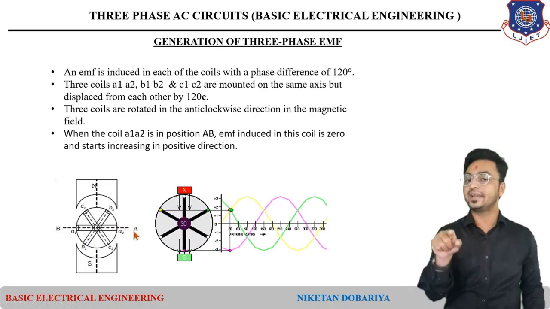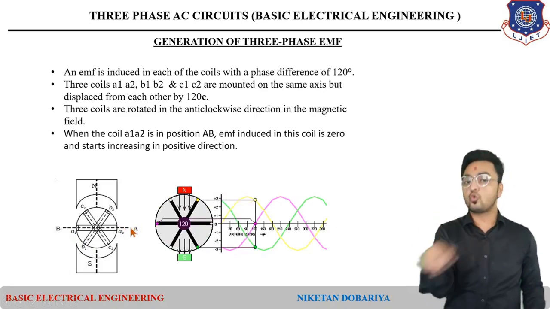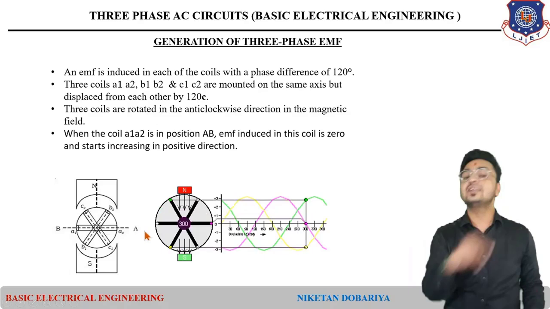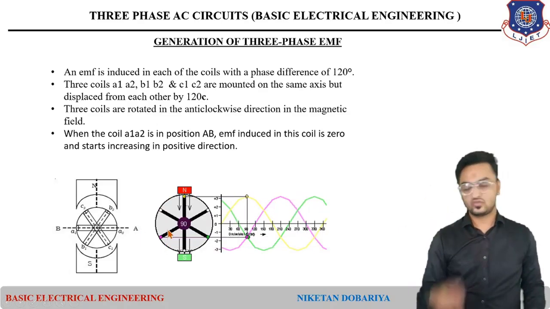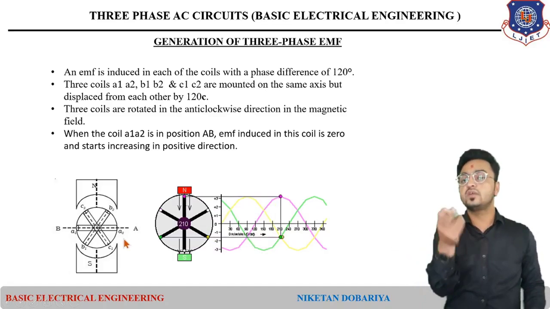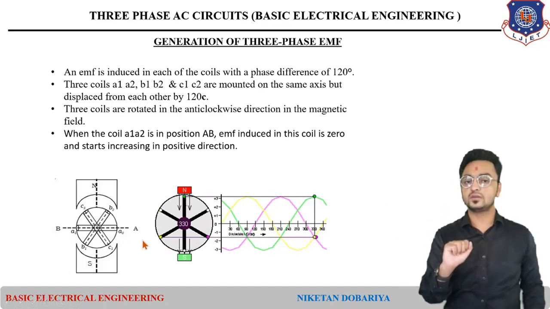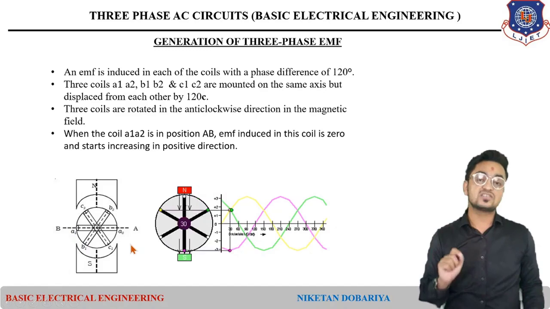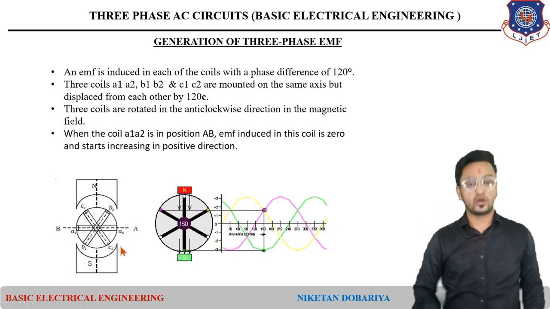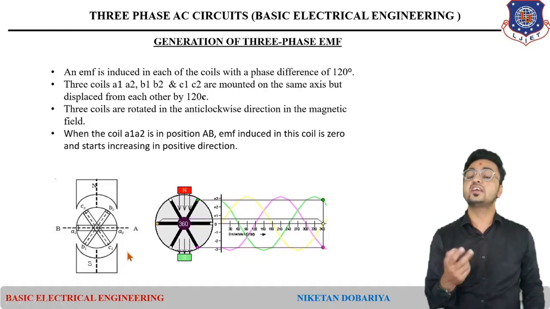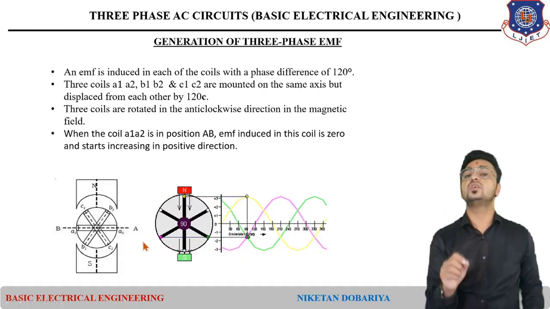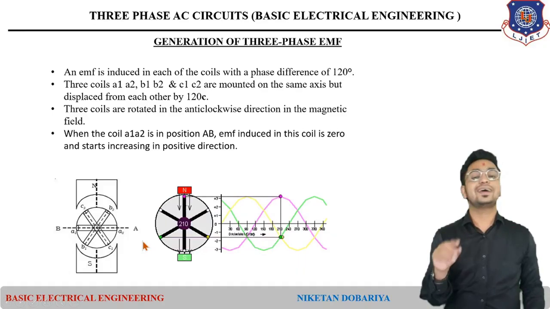When we provide a magnetic field and rotate the coil in that magnetic field, we can produce a sinusoidal EMF. The same way, when this coil is rotated in this magnetic field, it will produce a sinusoidal voltage in these three coils. But as these three coils are at 120 degrees apart from each other, three voltages will be generated 120 degrees apart from each other.